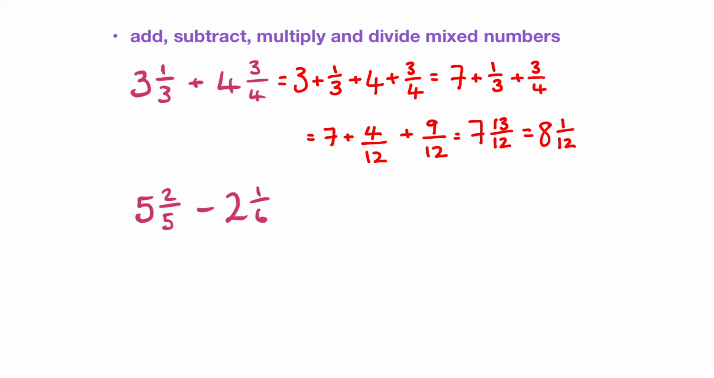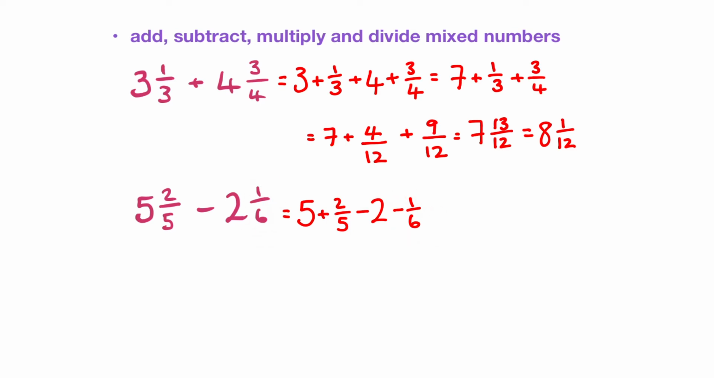Okay? Now, we're going to do something similar, but we've got to be super, super careful with this. If we've got 5 and 2 fifths, we know that means 5 add 2 fifths. Okay? And if we're taking away 2 and 1/6, it means we're taking away 2 and we're taking away 1/6. Okay? So that makes sense, doesn't it? We've got 5 and 2 fifths, and we need to take away 2 and take away 1/6 as well.